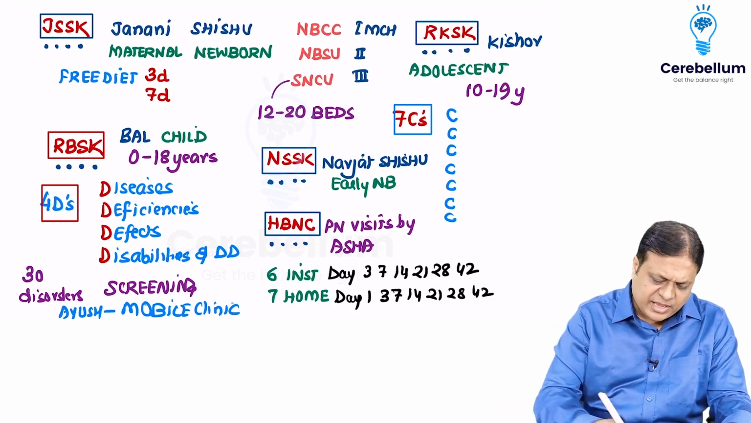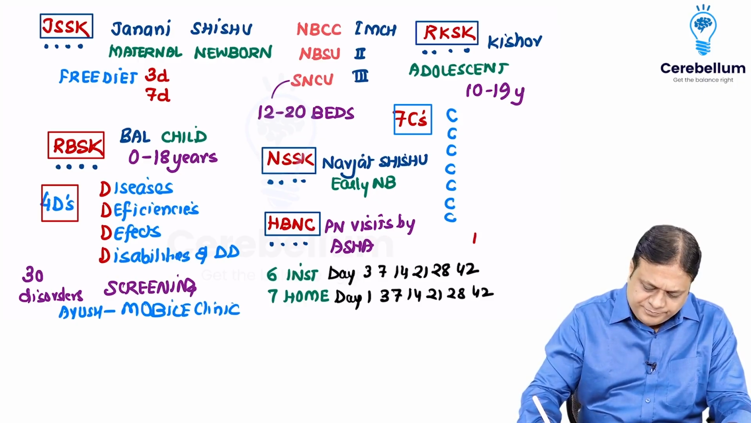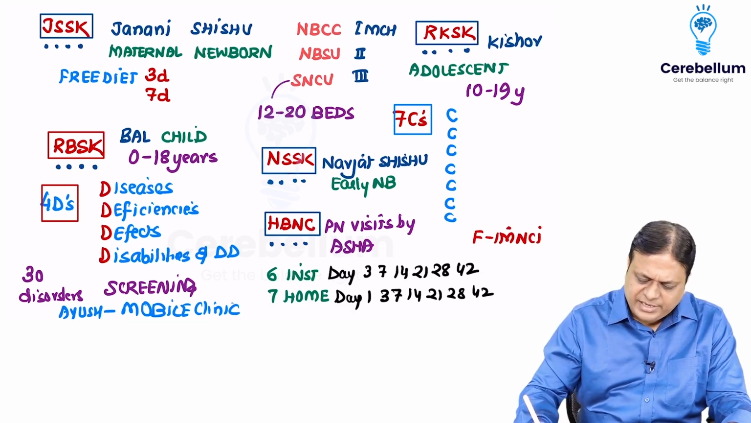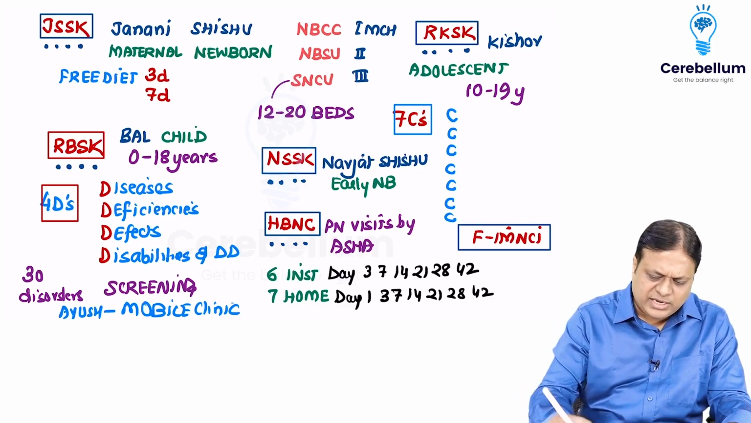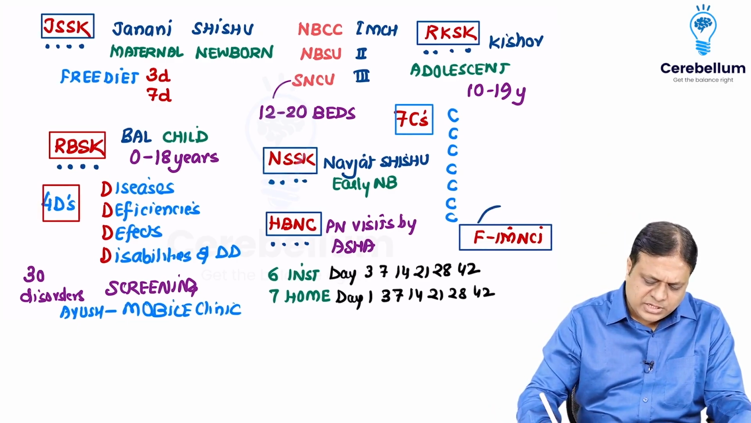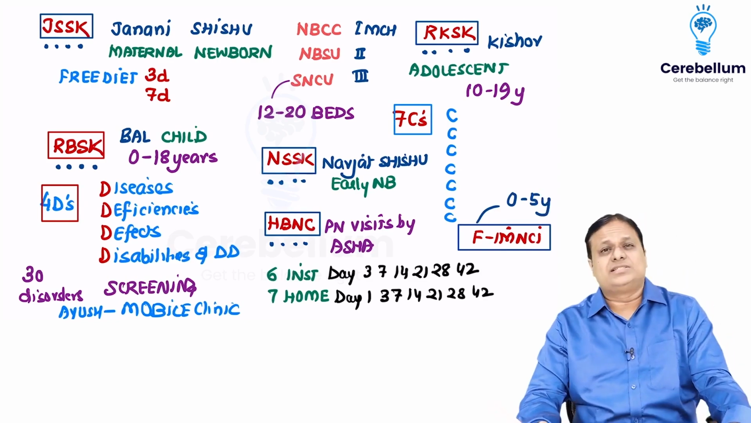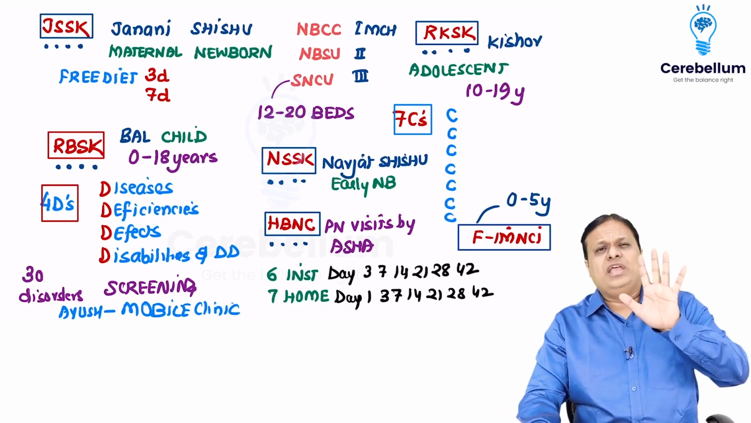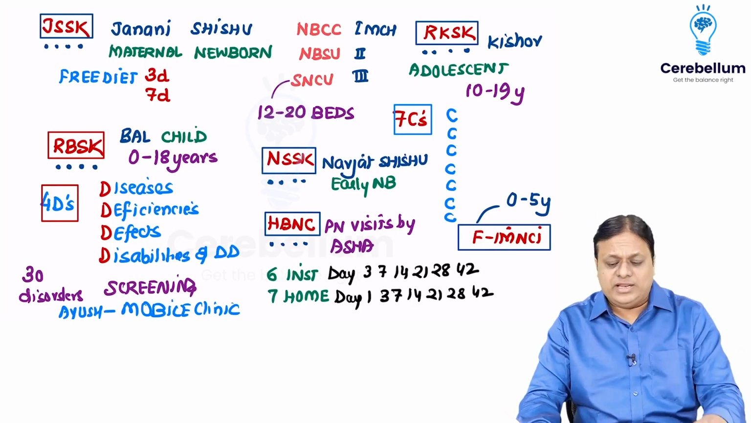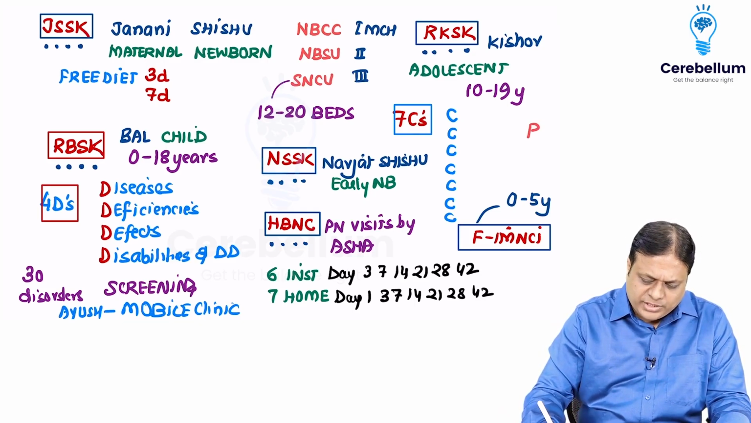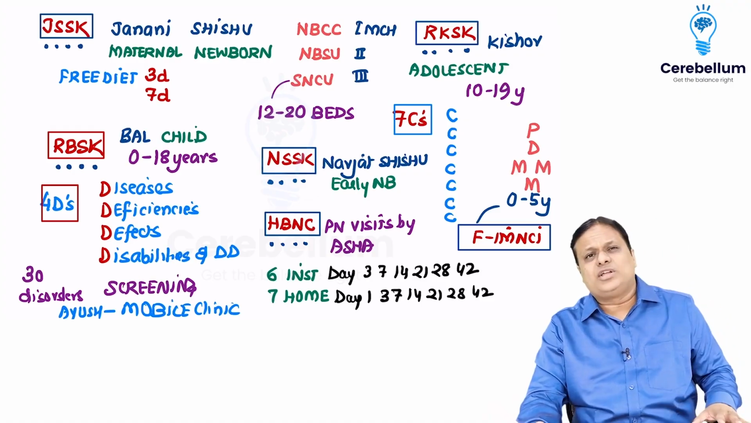Then we have FIMNCI program. FIMNCI, facility based integrated management of neonatal and childhood illness, where the target beneficiary is taken as children 0 to 5 years. Here 0 to 2 months is young infant, 2 months to 5 years is taken as child, and 5 common causes of neonatal and childhood illness are included in this program. This 5 include pneumonia, diarrhea, measles, malaria, and malnutrition along with their complications.